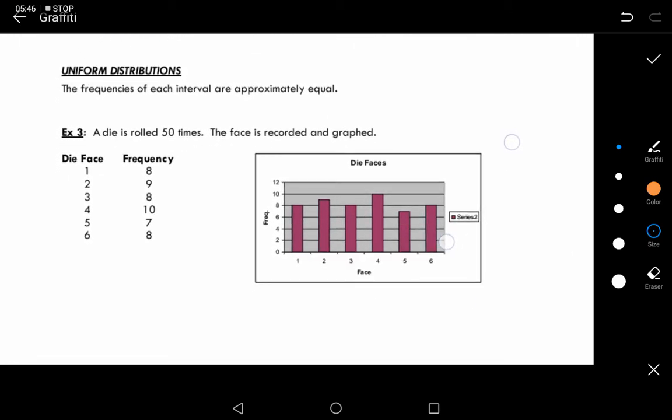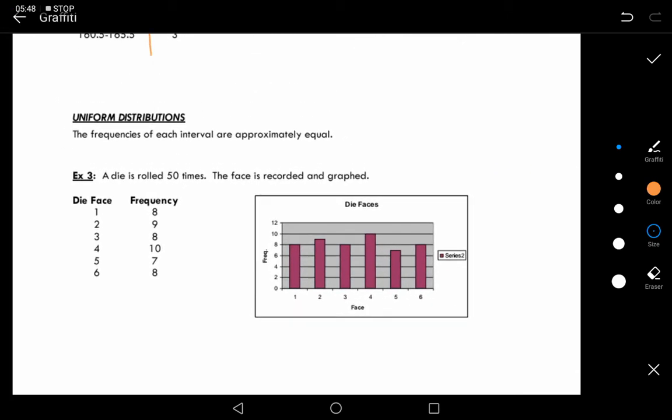Okay, uniform distribution on the other hand is when the frequencies of each interval are approximately equal. So if we were to roll a die 50 times and record what face comes up, obviously there's only 6 options, right? 1 to 6. And we recorded how often each of them came up. As you can see here, I can basically draw a straight line across my data, okay? When I can draw that straight line, that means it's a uniform distribution.